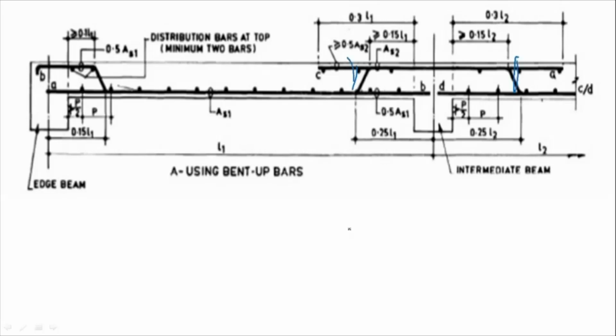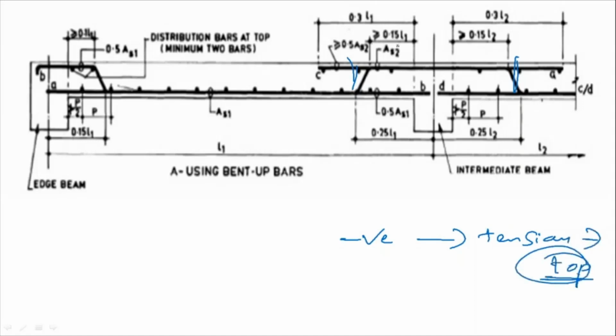Negative bending moment. When the bending moment is negative in nature, you have to provide the tension reinforcement at the top. Whatever tension reinforcement you have provided at the top here, this total reinforcement has to be extended beyond the support to the length of 0.15 L, and 50% of this reinforcement has to be extended to the length of 0.3 L2.